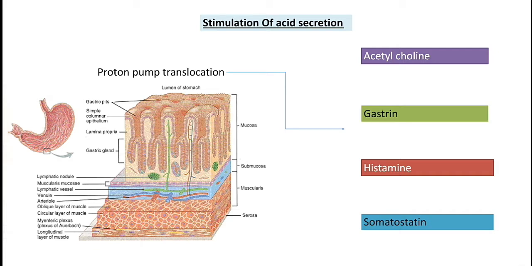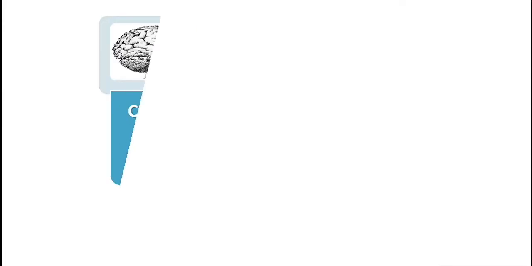Gastrin is a hormone that is released by G cells, endocrine cells that are located in the gastric epithelium. Somatostatin is also secreted by endocrine cells of the gastric epithelium. It can act as either a paracrine or a hormone. Stimulation of acid secretion can be studied in 3 phases.